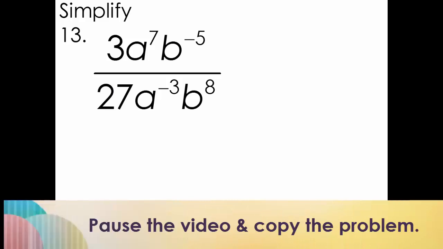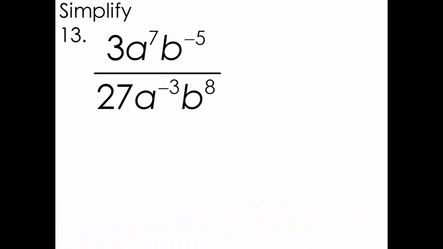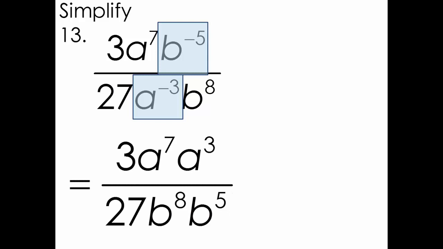Copy down example 13. Before we can simplify this one, we need to move those negative exponents. 3 over 27 can simplify. And we've got a's up top, side by side, that are being multiplied together. And we've got b's on the bottom that are side by side being multiplied. So for those exponents, we will be adding.